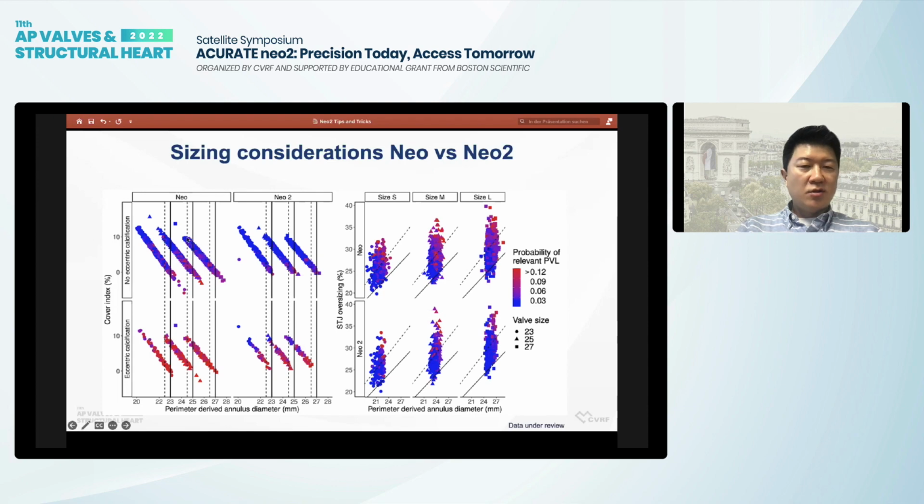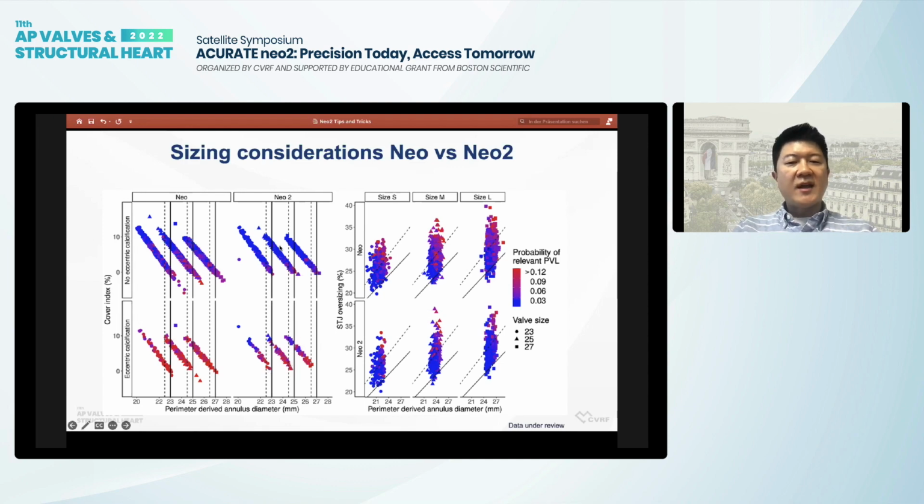If you have eccentric calcification using the Neo, the risk of PVL is always increased, and this is independent of sizing. So now look at the Neo2 data. If you have no eccentric calcification, then the risk of PVL is very low, and even though you employ less oversizing in the borderline sizes, it is quite safe in terms of PVL. So the message is, if you have no eccentric calcification, the risk of PVL is low, even though you don't have too much oversizing. It's a little bit different for eccentric calcification. You can reduce the risk of PVL in eccentric calcification if you employ more oversizing, but of course in these borderline sizes, if you do not have enough oversizing, then you will increase the risk of PVL.